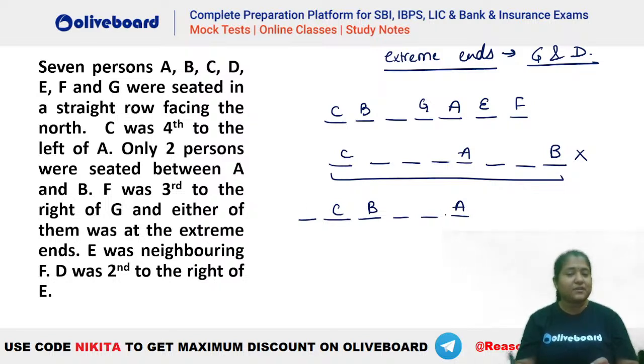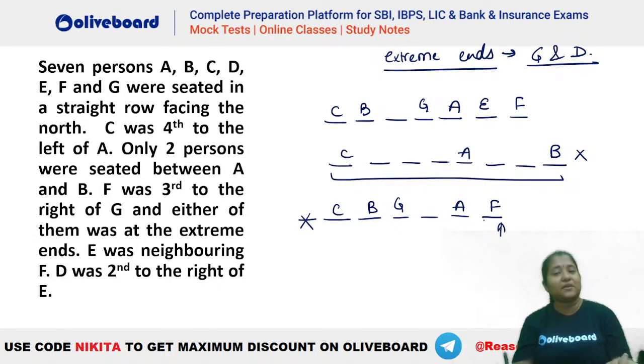Can we have that particular situation? No. F here, not possible, right? This is not possible. Let's say if we take your F here, third to the right of G, this is a possibility. But in this case, F has to be at the extreme end, so he cannot be a neighbor of E, right? That is why this is not possible. So you will see this will be the arrangement that you will be getting, isn't it?